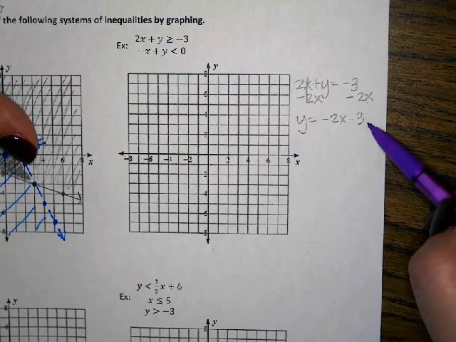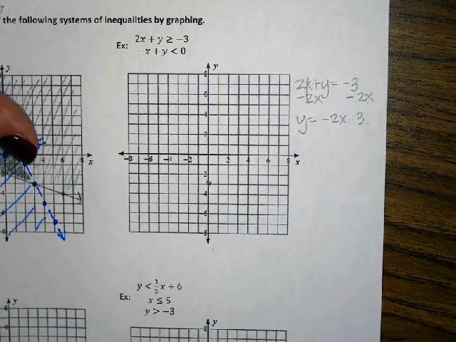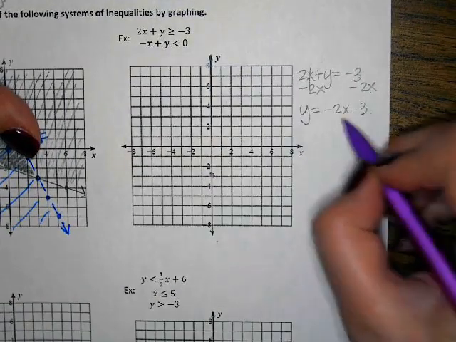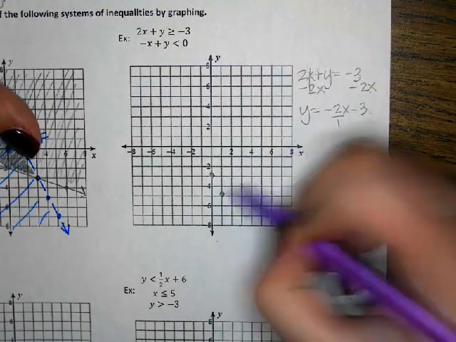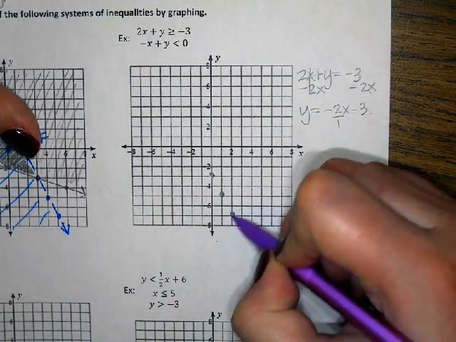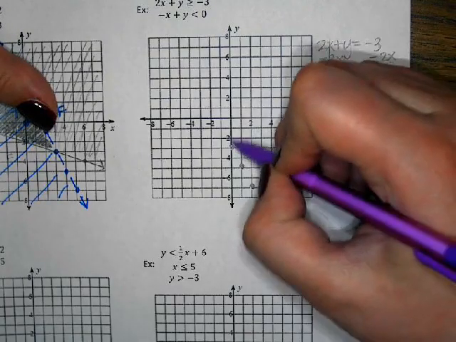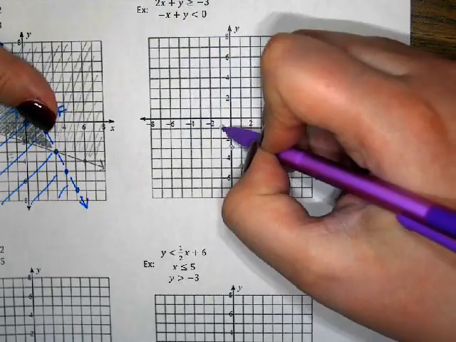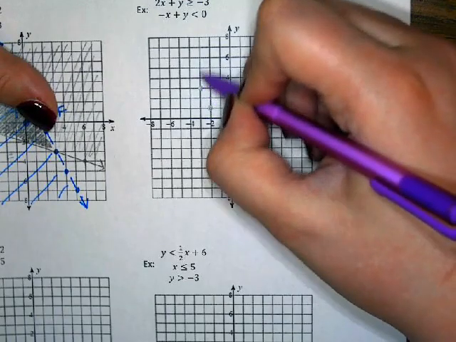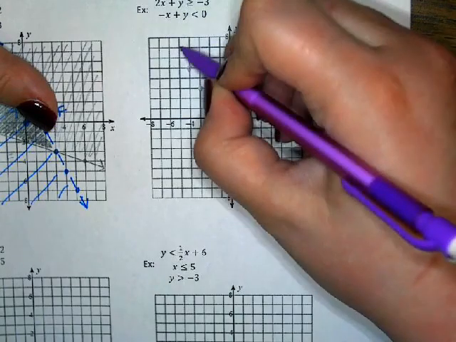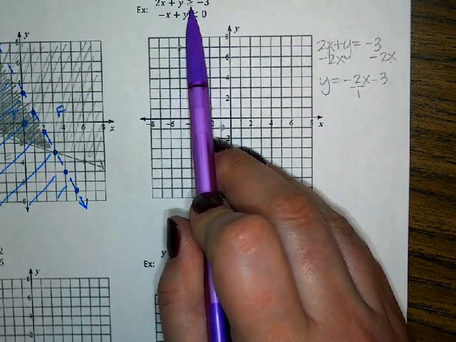-3. And where do we go from there? Down to right 1. Okay, down to right 1. Down to right 1. I ran out of space, so what should I do? Up to left 1. Up to left 1. Okay. And based on the symbol, is this a dotted line or a solid line? Solid line.